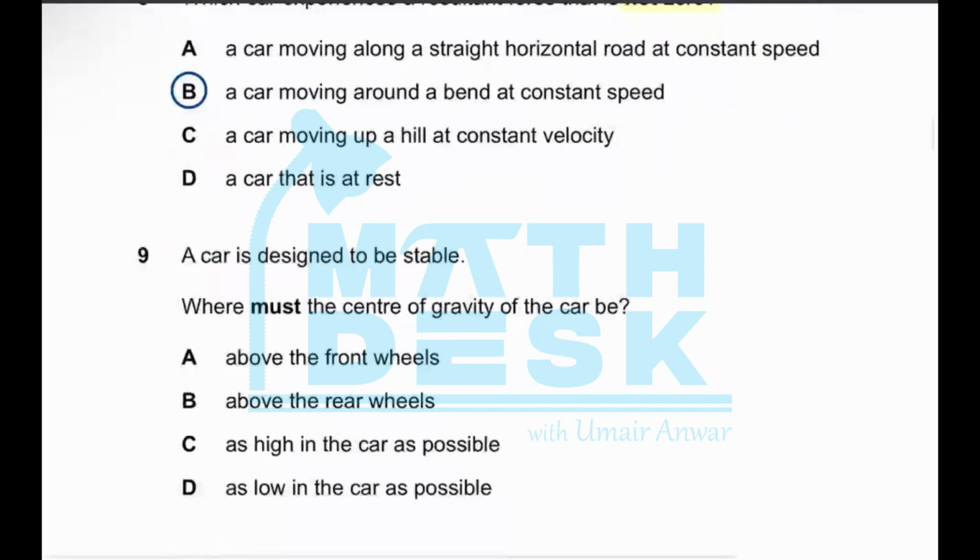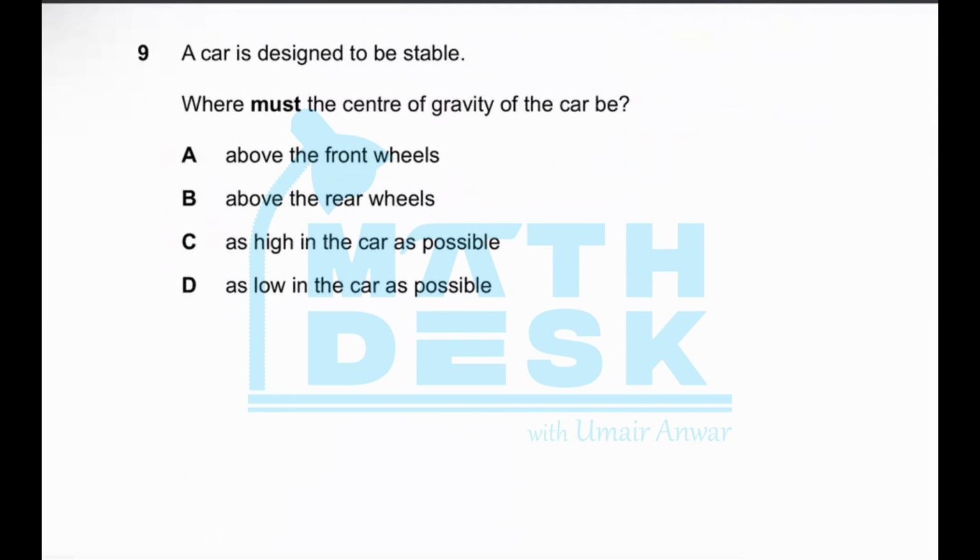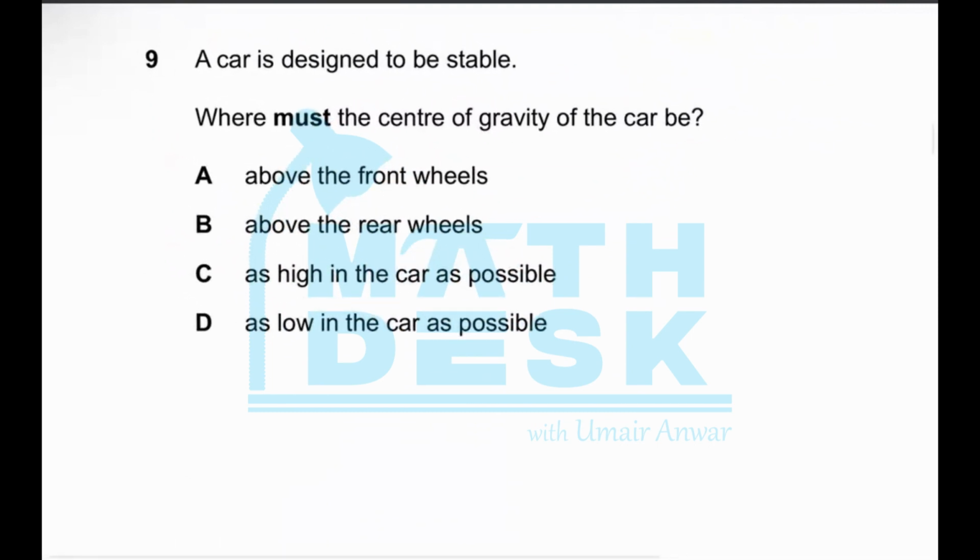Question number 9, a car is designed to be stable. So for stability, we always ensure that there are two factors present in the structure of some object. Number one is that its center of gravity is as low as possible, close to the ground. And secondly, the base of the object is wide. So where must the center of gravity of the car be? Above the front wheels, above the rear wheels, as high in the car as possible, as low in the car as possible.